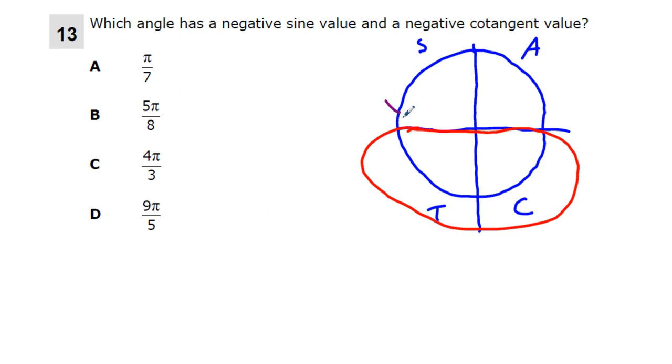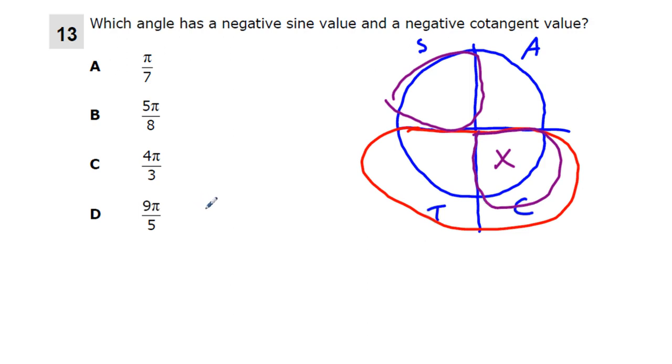Positive cotangent value, negative cotangent value. So quadrants 2 and 4 will be our negative cotangent value. So it's right in here where I've just put X to mark the spot. So we can see which angle that is, and if you work these out, 9 pi over 5 is going to be your answer.